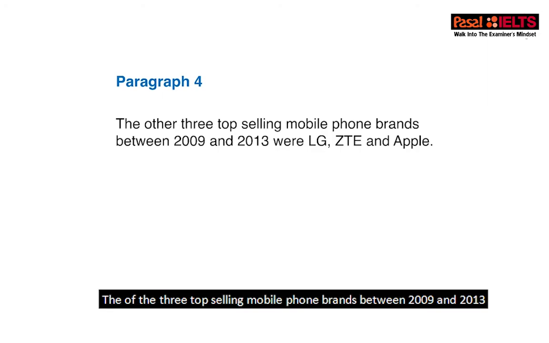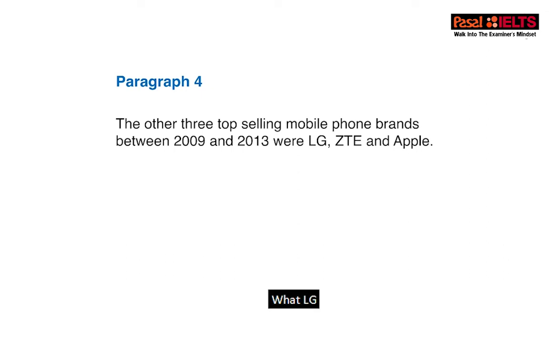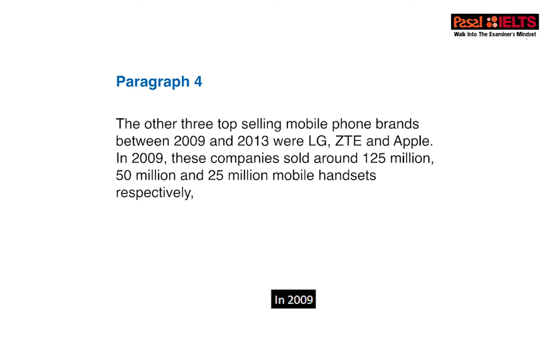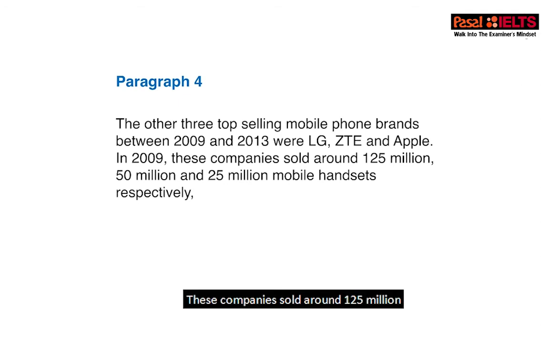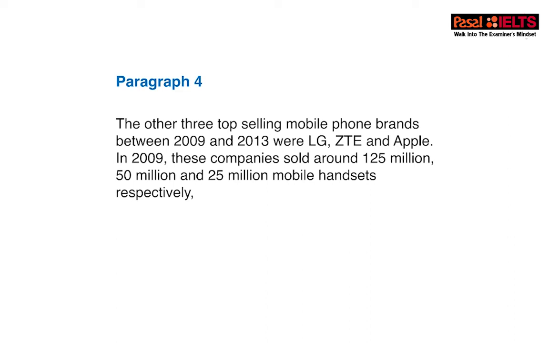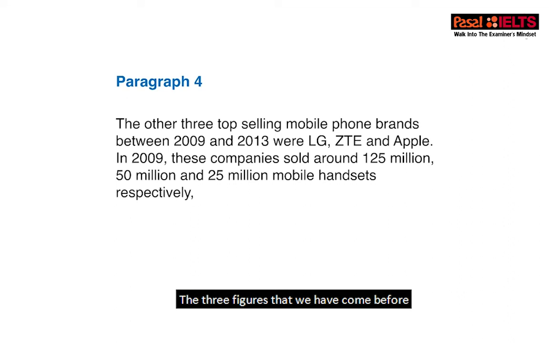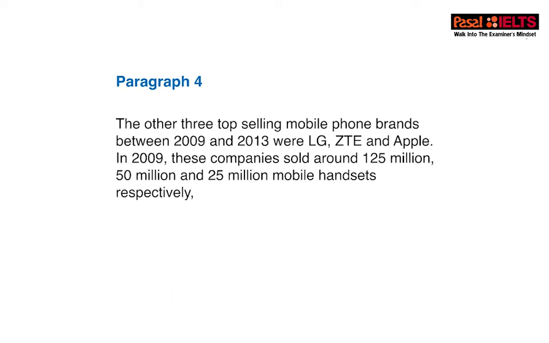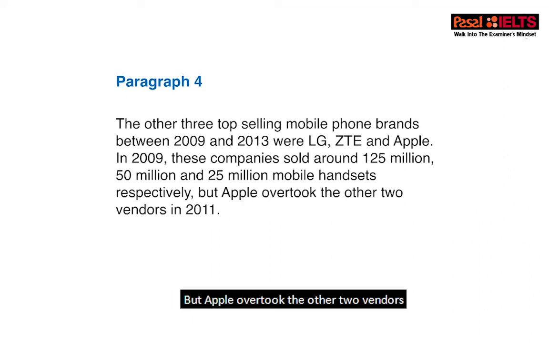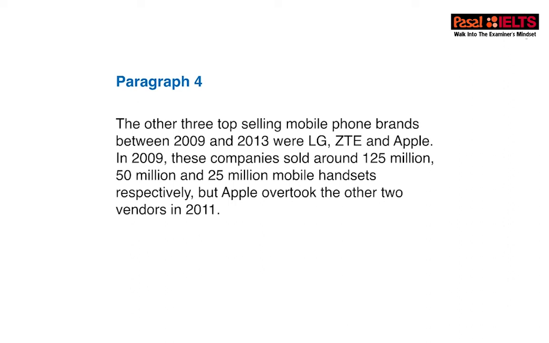The other 3 top-selling mobile phone brands between 2009 and 2013 were LG, ZTE and Apple. In 2009, these companies sold around 125 million, 50 million and 25 million mobile handsets respectively. Respectively is a good word to use there when we're ordering the 3 figures that have come before. But Apple overtook the other 2 vendors in 2011. Overtook means it went above.